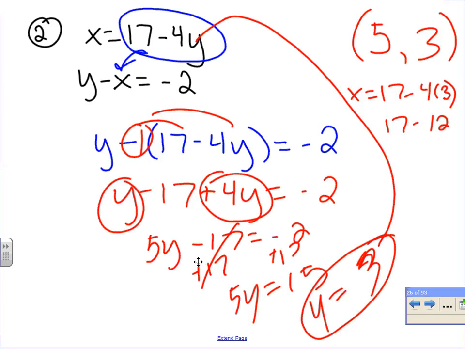Use substitution when one of them is solved for either x or y. Use graphing when they're both in y equals form, and use your calculator. When you relearn all this in Algebra 2, I want you to always remember that. It's the easiest way to solve systems.